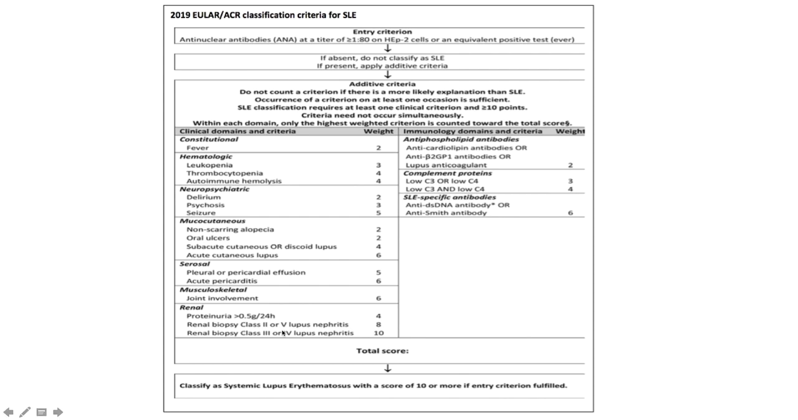A renal biopsy class 2 or 5 according to the WHO classification, you get 8 points. If it's renal biopsy class 3 or 4, you get 10 points. All right. Let's talk about the serology quickly. Antiphospholipid antibodies, anticardiolipin, or anti-beta-2-glycoprotein 1, or lupus anticoagulant gives you a whopping 2. Complement proteins, if you have low C3 or low C4, you get 3. Low C3 and low C4 gives you 4. SLE-specific antibodies, if you have anti-double-stranded DNA or anti-Smith positive, it gives you 6. Remember, a cumulative score of 10 or more means that you have SLE, or if you have biopsy-proven lupus nephritis class 5 with some antibodies.